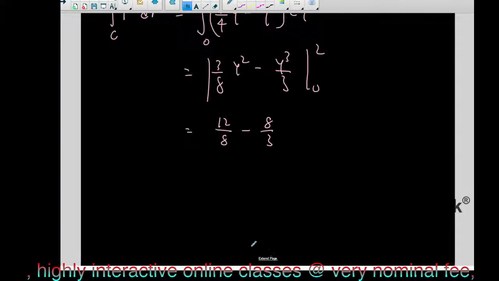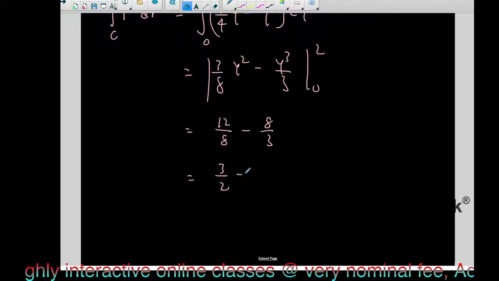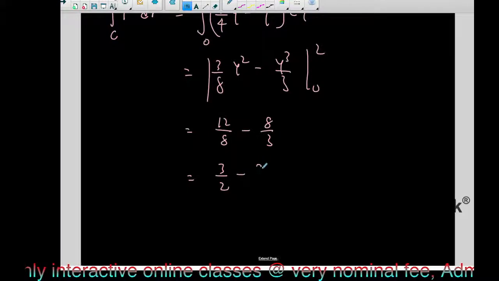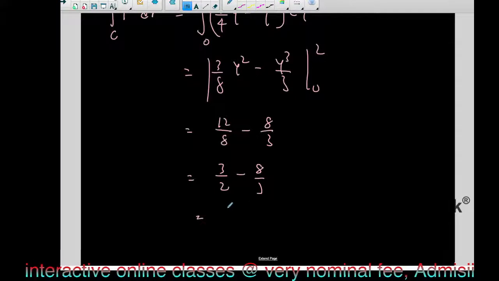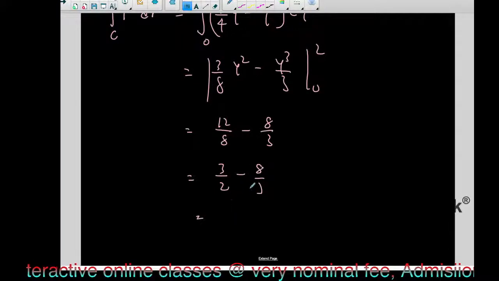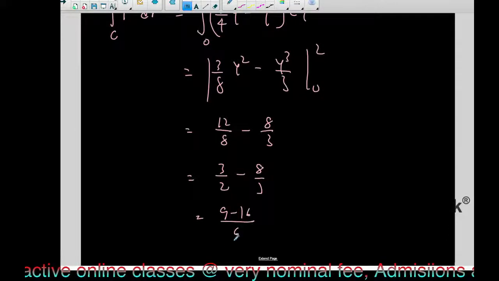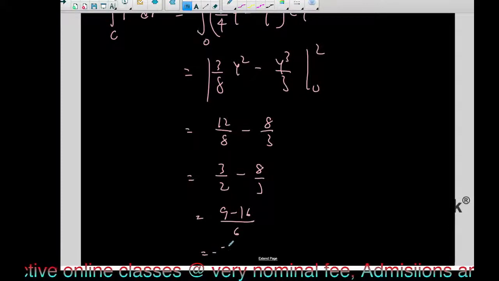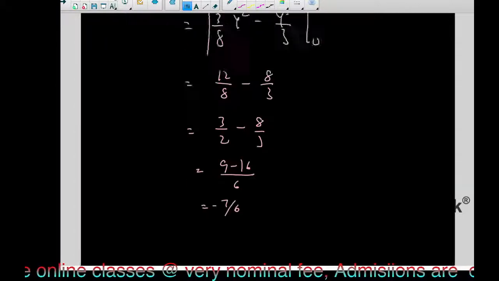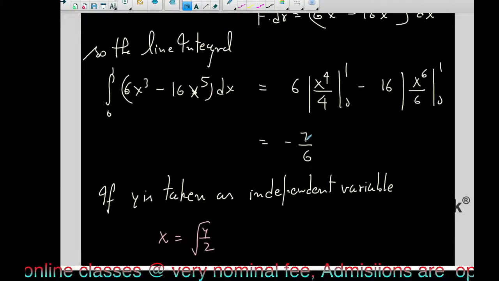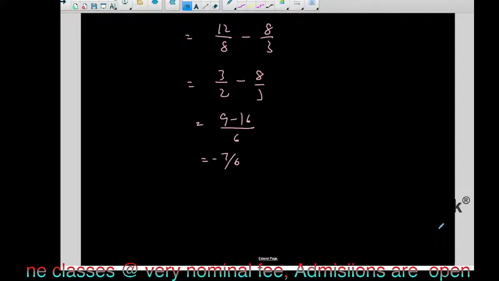You can see over here, like this you can say 3 by 2 minus 8 by 3. That is 9 minus 16 by 6, that is minus 7 by 6. Minus 7 by 6. Is this alright? Are you getting? That is the same, minus 7 by 6. So that was the x and y variable case over here.